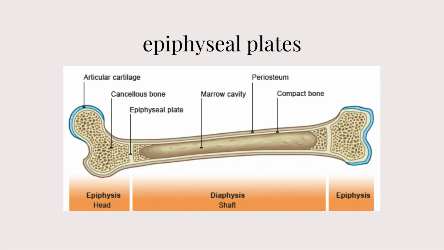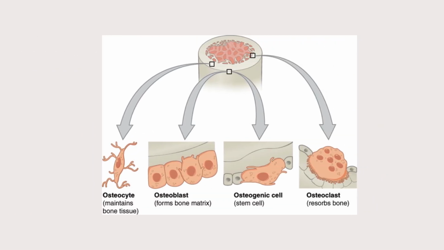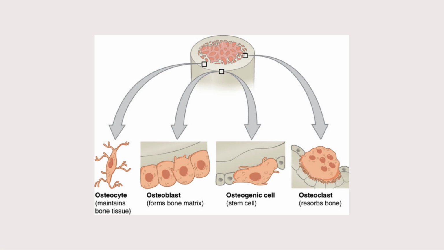Even after the bones are fully developed, they are not static. Bones are living tissues that undergo constant remodeling. Old bone is broken down by cells called osteoclasts, and new bone is formed by osteoblasts. This process helps maintain the strength and integrity of our skeleton. Several factors significantly influence bone development and can impact skeletal health.